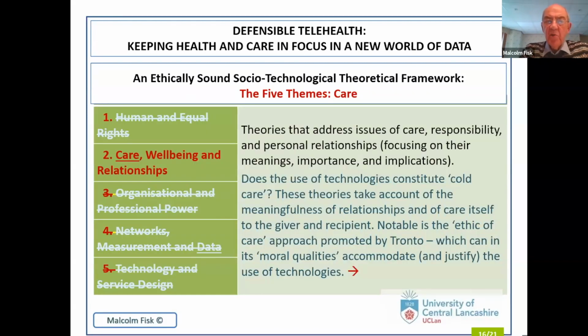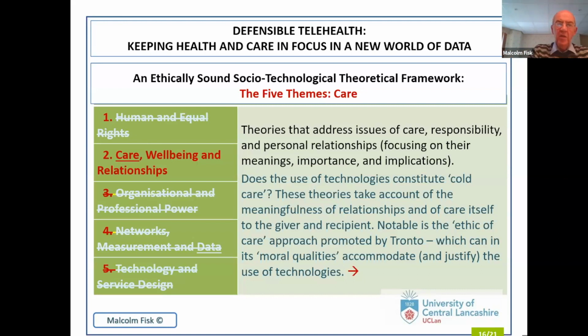Right, so with regard to care, the theories that address care, responsibility, and personal relationships. The question does arise: does the use of technologies constitute cold care? That is the fear, isn't it? Especially if people are going to be more reliant on technologies and don't have hands-on care, don't have personal contact to the extent that they would wish.